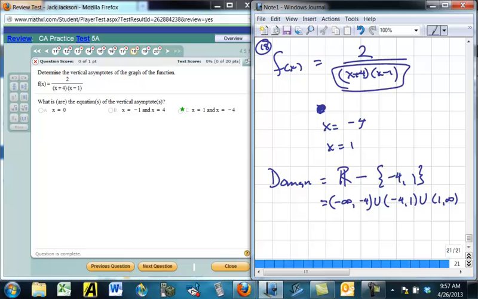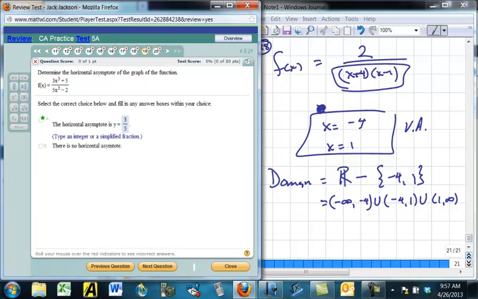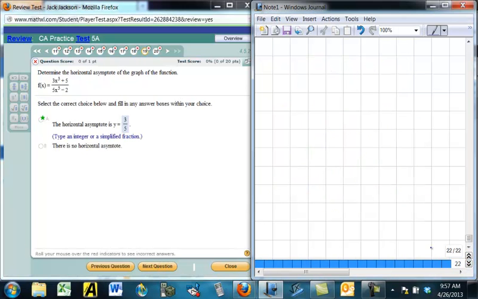But we know that we have asymptotes at both places because there's nothing that will reduce here. So those are both vertical asymptotes: x equals negative 4 and x equals 1. C is the answer there. Next, just a couple more. f of x equals 3x cubed plus 5 over 5x cubed minus 2.